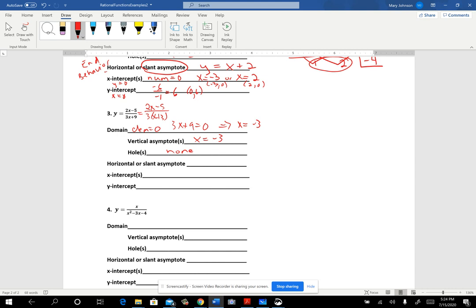Okay. For end behavior, you could use the shortcut on this if you wanted to, since the degree on top and the degree on the bottom are the same. Okay.